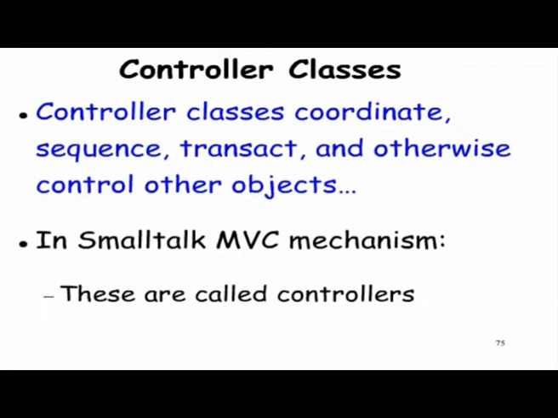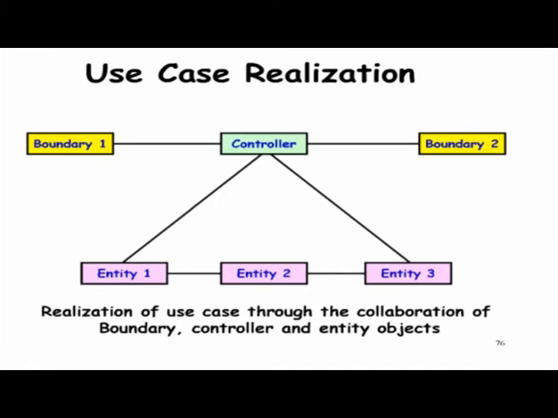If we look at the definition of a controller class, it coordinates, sequences, transacts, or otherwise controls the other objects. In the MVC mechanism, the model view controller mechanism, these are called the controllers. In the literature, in different books and articles, you will see that sometimes these are called controller objects and sometimes control objects.